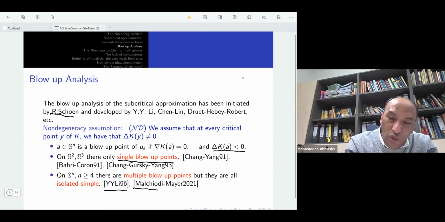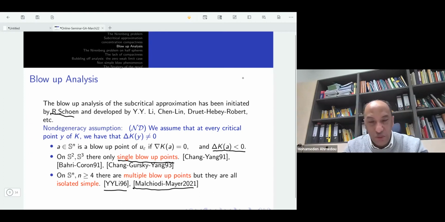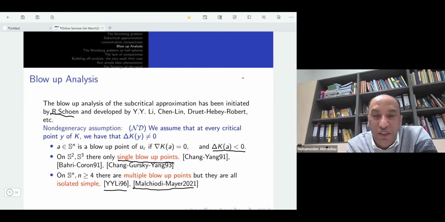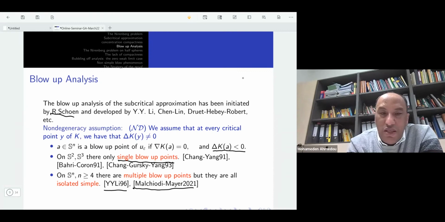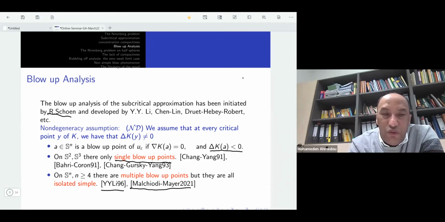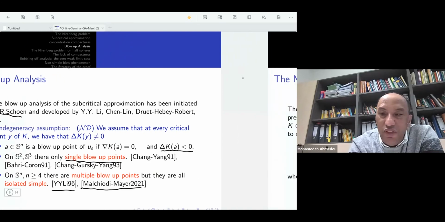full picture was only recently understood, in a paper published by Andrea Malchiodi and Martin Mayer. The reason is that for n bigger than or equal to 5, the situation is quite complicated, because you may have the so-called mixed blow-up, which means that you have a solution omega plus a sum of bubbles. This makes the blow-up quite involved and complicated. So this is the situation for the Nirenberg problem on the spheres.